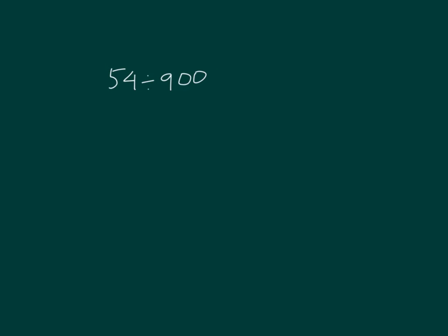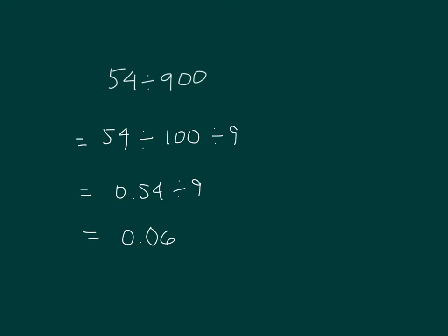Here we have 54 divided by 900. Start with 54 divided by 100 and divide it by 9. The same thing as saying 54 hundredths divided by 9, which is equal to 6 hundredths, because I know that 54 divided by 9 is 6. So our answer is 6 hundredths. 54 divided by 900 is equal to 6 hundredths.